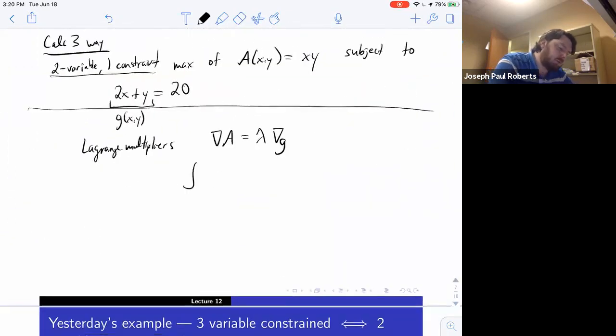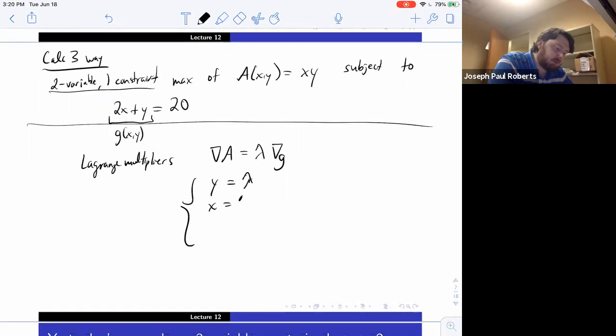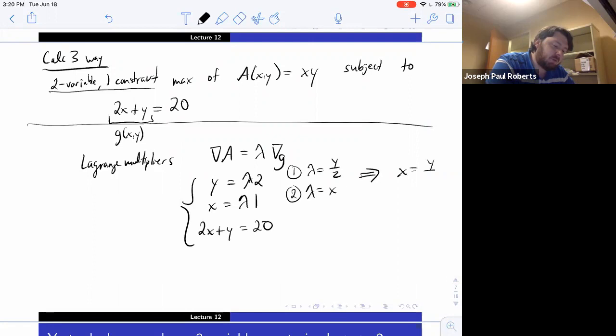Okay, so anyway, this Lagrange setup then, the x partial of A is y, the y partial of A is x, is lambda times, well, the x partial of G is 2, and the y partial of G is 1, and then I have my constraint, 2x plus y equals 20. And so I guess I could do the same kind of thing that I did yesterday and see that lambda is x from the second equation. The first equation tells me that lambda is y over 2, so therefore x has to be y over 2.